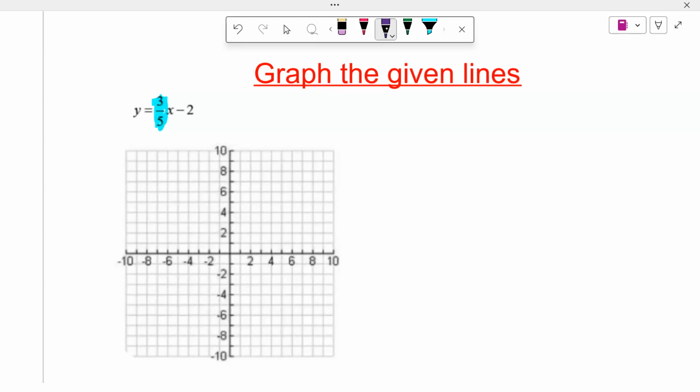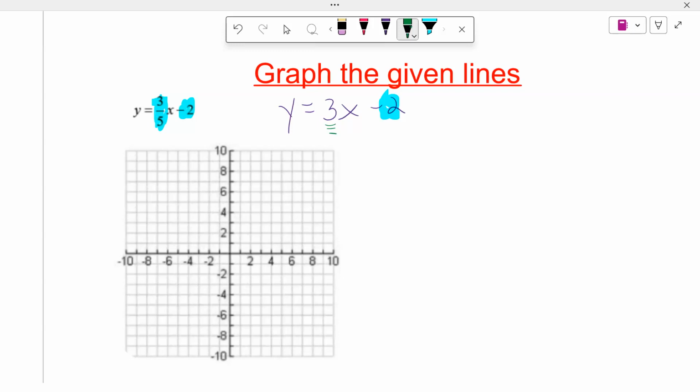It's a positive 3/5. I would also hope that you would know, if I was going to compare this to a line like y equals 3x minus 2, notice they're starting at the same place, -2, but one of them is going to be increasing a lot faster. Hopefully you realize it would be 3, because 3 is a larger number than 3/5. We know that this line on the right, the purple one, would be a lot steeper, whereas the one on the left would be a little bit flatter.